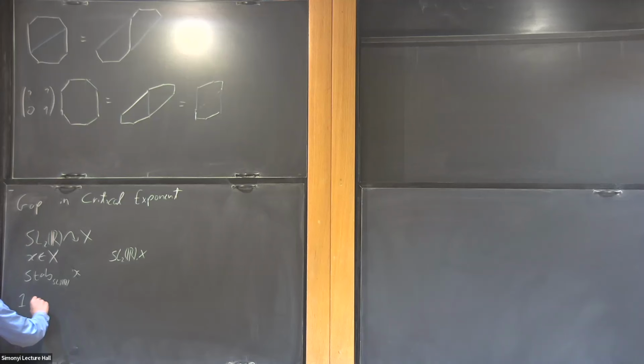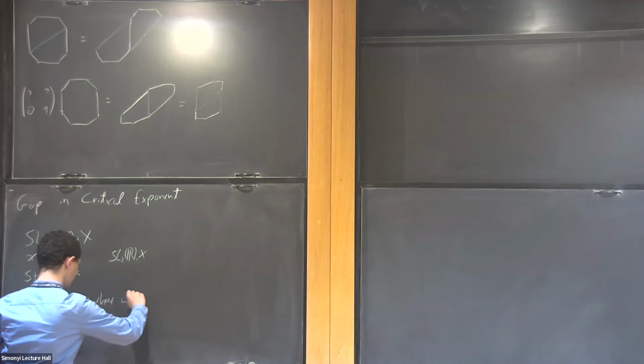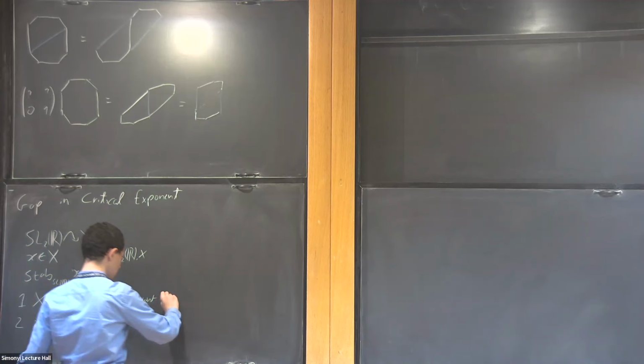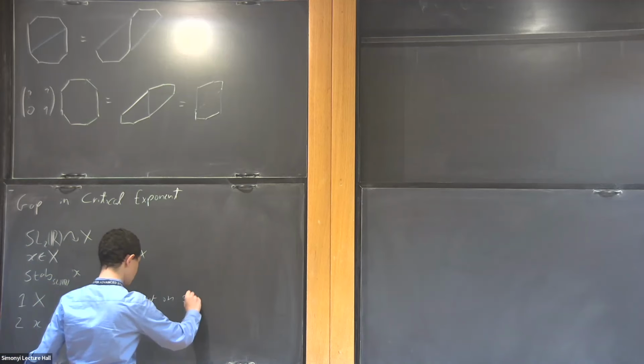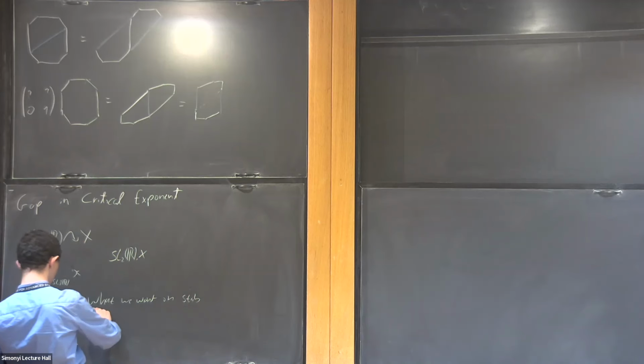So the first thing is space X. Second is the little x. Third, what we want on the stabilizer.